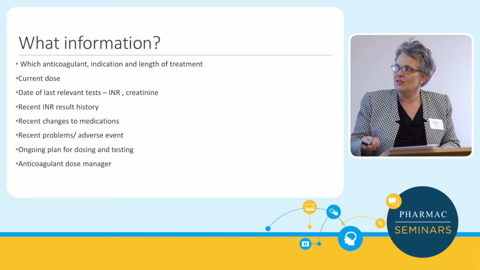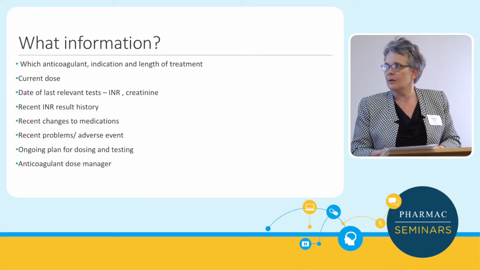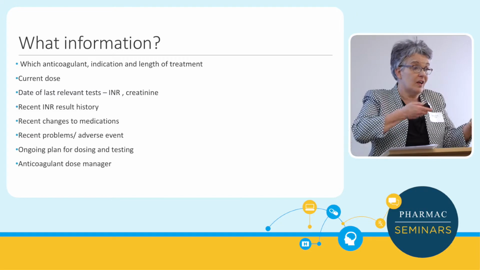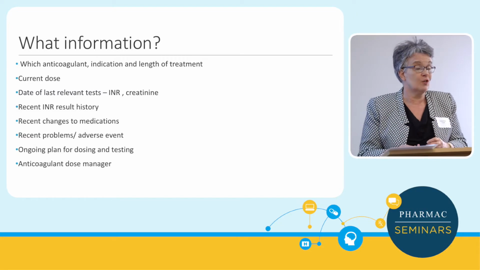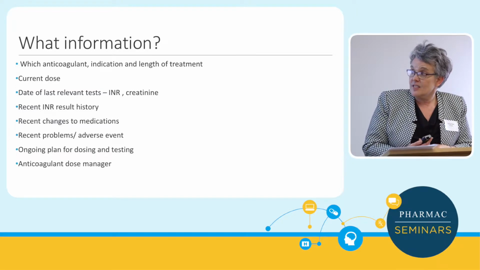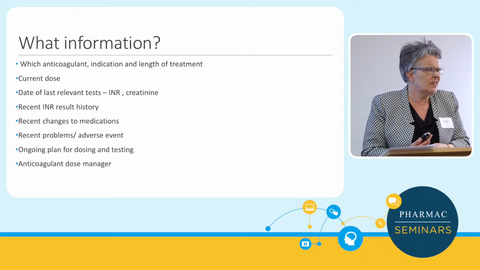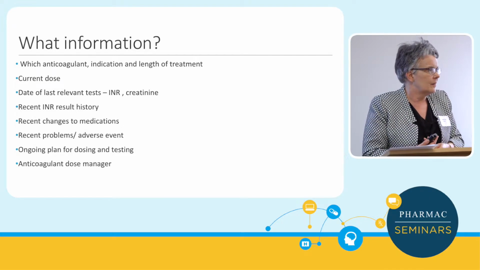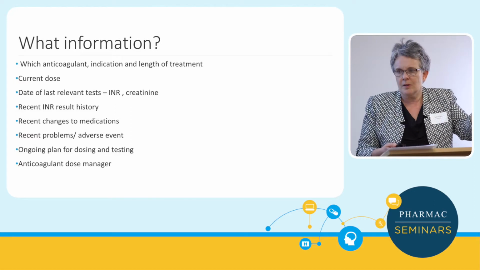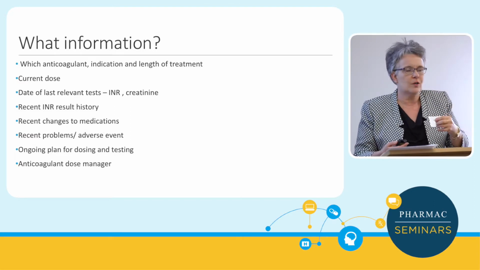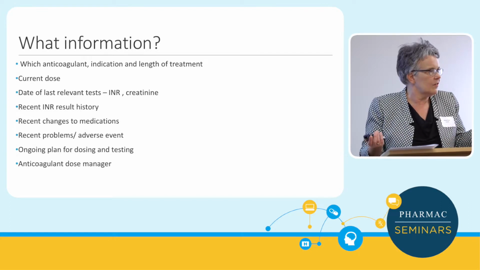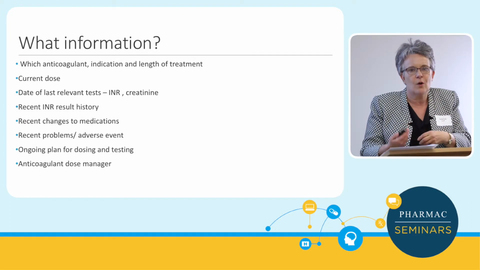So some recent histories would be really useful. Recent changes to meds, recent problems. This is either direction. It's really good to know. Ongoing plan for dosing and testing, and who's looking after the anticoagulation. It can be a little bit airy-fairy at times. If we're going to ring the GP or ring a surgery, or we're going to ring an aged care facility, who do we actually need to tell about what's going on?